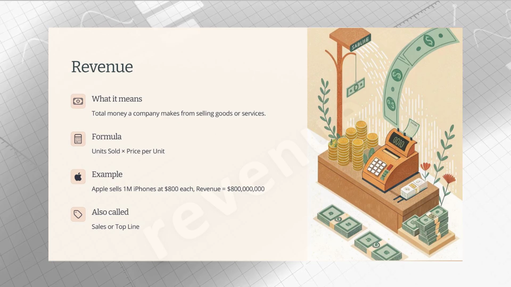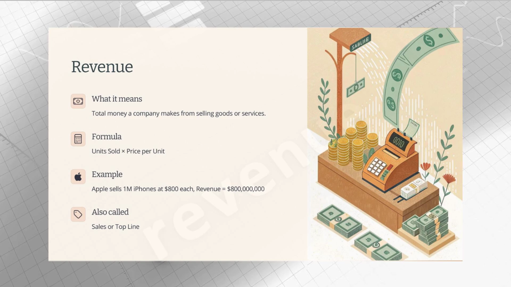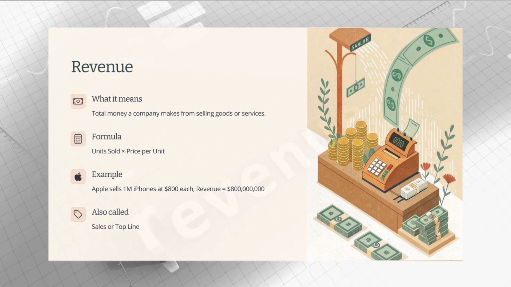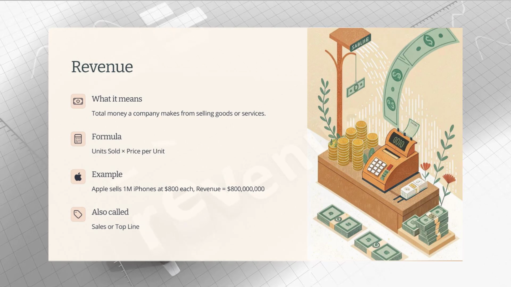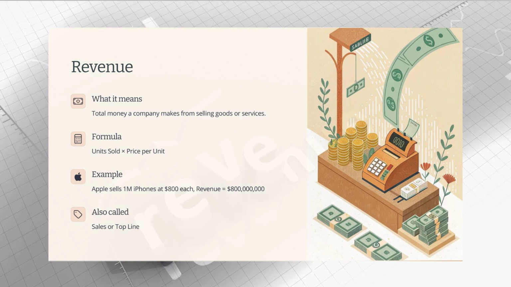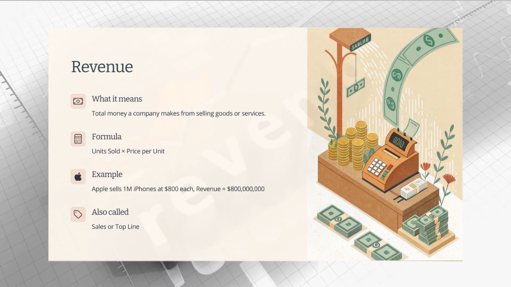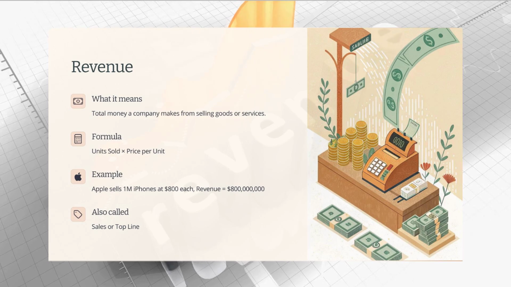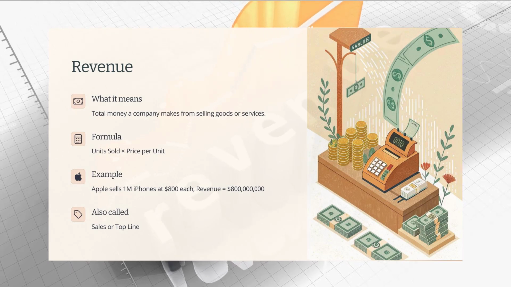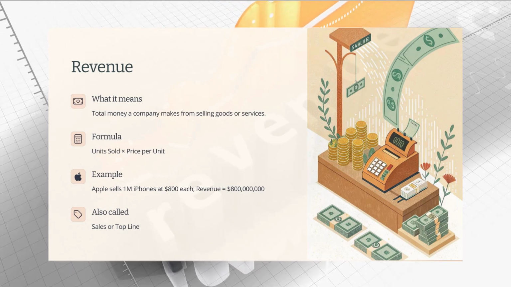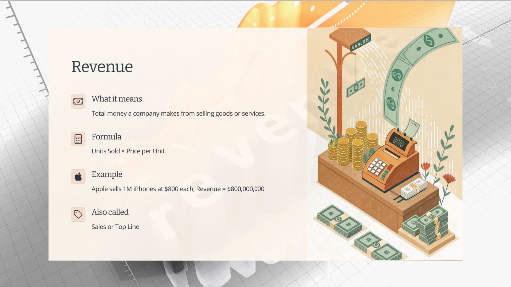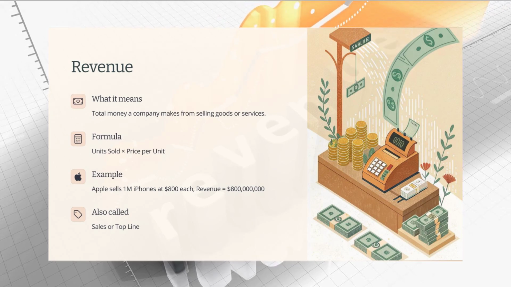Let's begin with revenue. Revenue is the total amount of money a company makes by selling its goods or services. For example, if Apple sells 1 million iPhones at $800 each, that's $800 million in revenue. You might also hear it called sales, or top line, because it's literally the top line of a company's income statement. It shows the raw amount of money coming in, but not how much of that the company actually keeps.